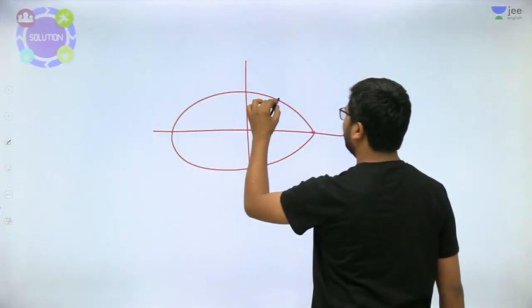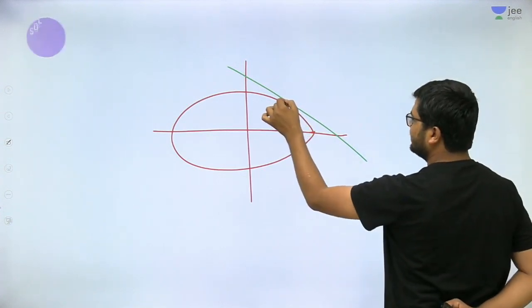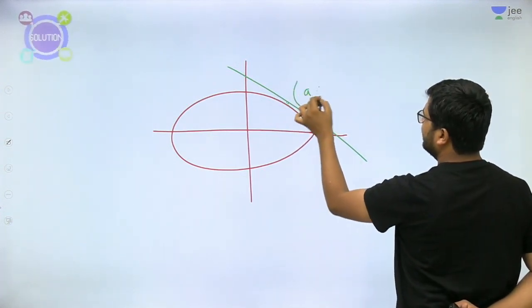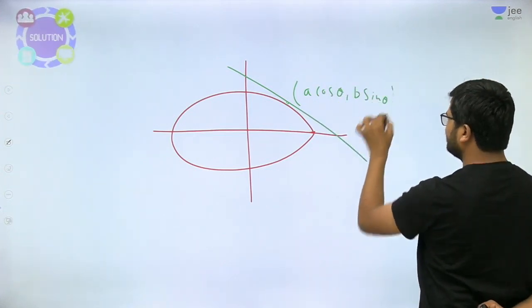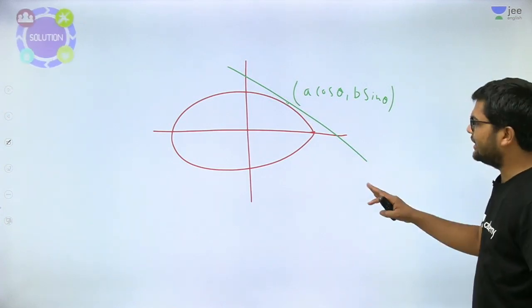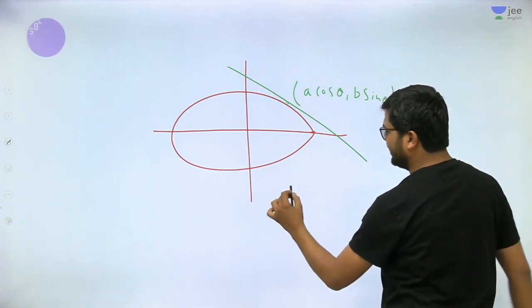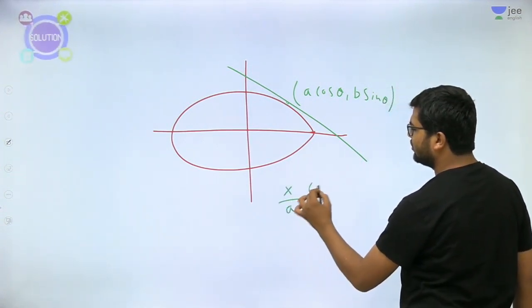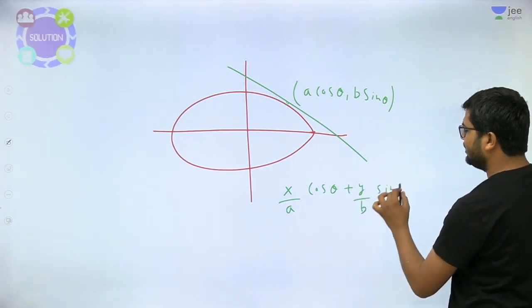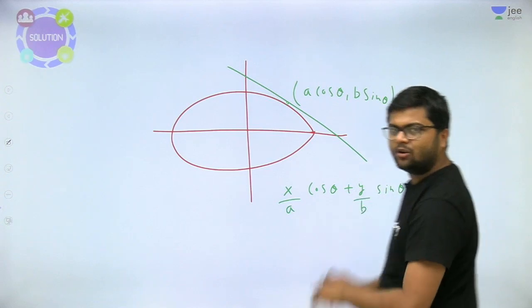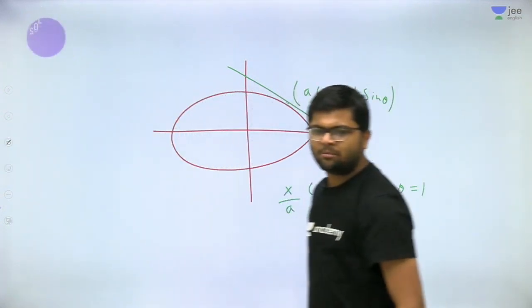Now if I want to draw a tangent, this can be the tangent at any point. Let us consider this point as a cos theta comma b sin theta. The equation of this tangent, this green line, can be written with the help of the parametric form. By the standard result, it is x upon a cos theta plus y upon b sin theta equal to 1. That is the standard result of a tangent to the ellipse at any point P whose coordinates are a cos theta comma b sin theta.